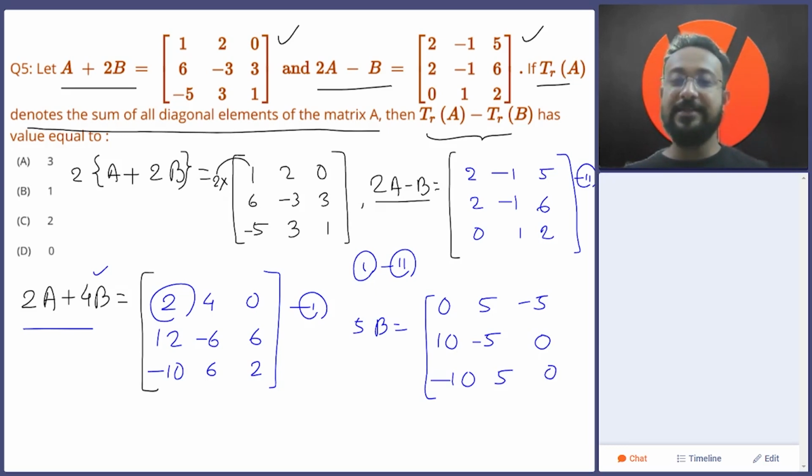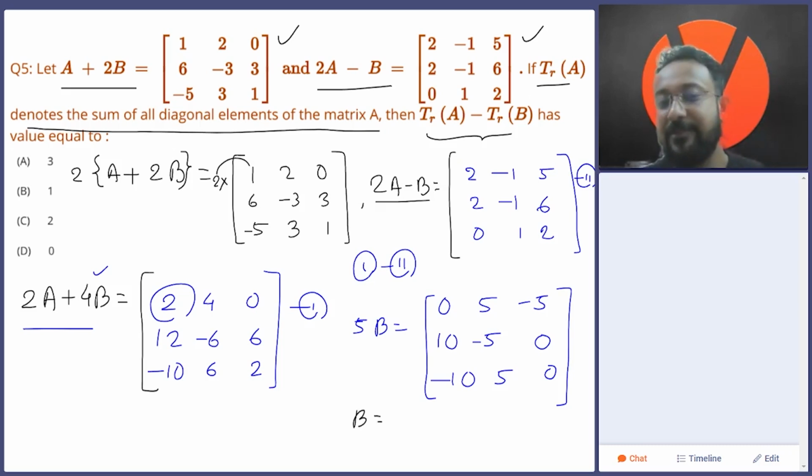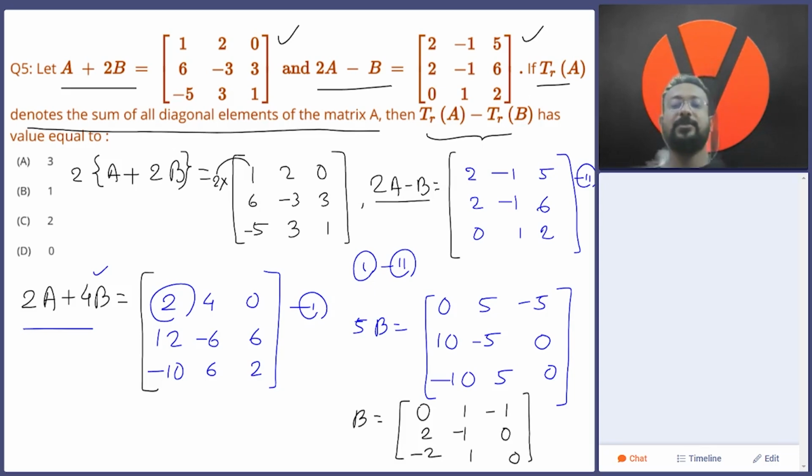So you can see very clearly, sir, 5 times B is coming like this. Hence, obviously, can we divide by 5? Yes. If we divide, again, every element will get divided. It will be 0, 1, minus 1, 2, minus 1, 0, then minus 2, then 1, then 0. Yes or no? So sir, okay. If I ask you what is the trace of B, do you agree, the sum of all the diagonal elements, means 0, minus 1 and 0? Answer is coming out to be minus 1.